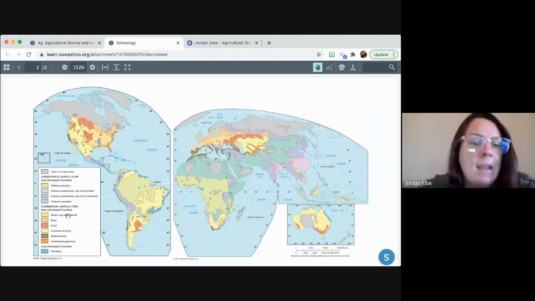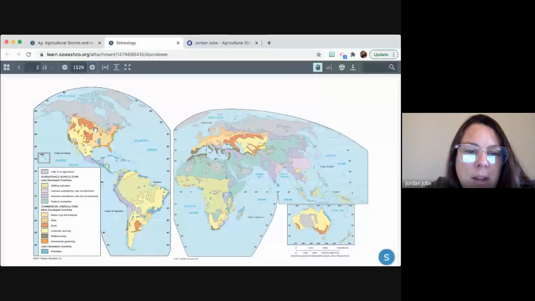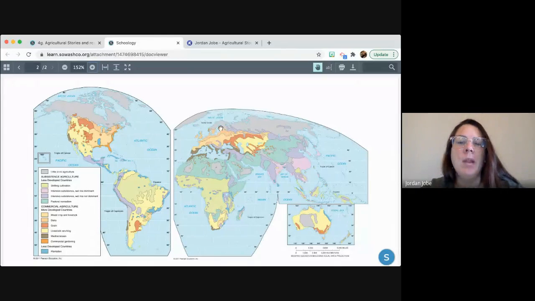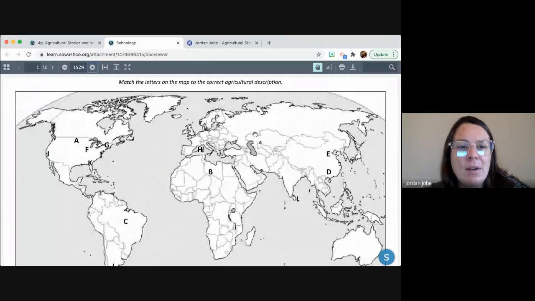Okay. Dairy farming is this peachy color, right? So we find this peachy color in the northeastern part of the United States, right up here, a little bit in the Midwestern, so just up here, and then in the northern part of Europe up here. So taking a look at my map here, do any of those letters correspond with that peachy color? So here or up here? What do we think?